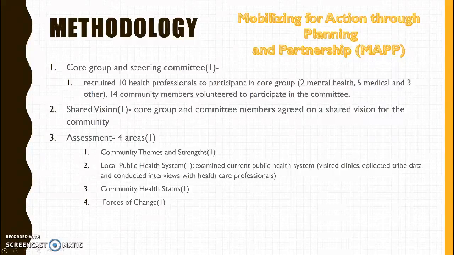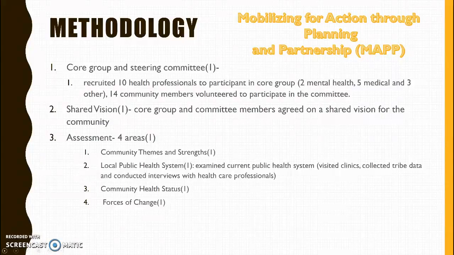So, I want to first discuss the logic model that was utilized in order to help us complete this Community Health Needs Assessment. We used the Mobilizing for Action Through Planning and Partnership, or the MAP logic model. For this logic model, we wanted to establish a core group and a steering committee to help us generate health priorities for this population. Our core group consisted of 10 recruited healthcare professionals, 2 mental health, 5 medical, and 3 other. And making up our steering committee were 14 committee members who volunteered to participate.